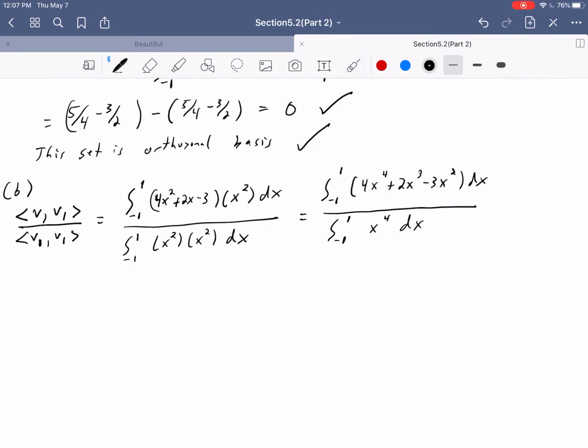So integrating those, it looks like we should get 4/5 x to the 5th plus 1/2 x to the 4th minus x cubed, evaluated from minus 1 to 1.